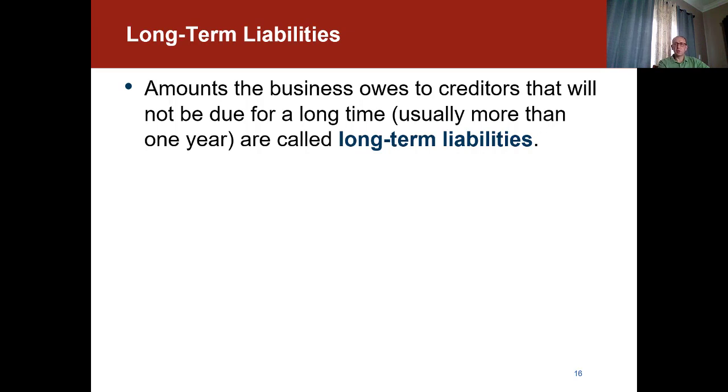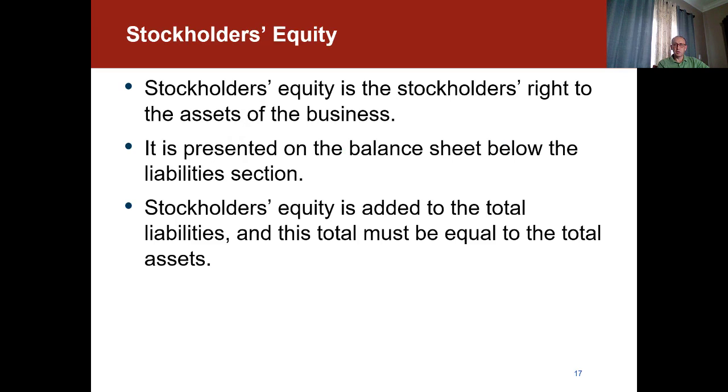And then finally, we have the stockholders' equity. Stockholders' equity is the stockholders' right to the assets of the business. It's presented on the balance sheet below the liabilities section. Stockholders' equity is added to the total liabilities, and this total must equal the total assets. This is a simple application of the accounting equation. Remember, we have assets equal liabilities plus equity. So the value of stockholders' equity, when we add it to total liabilities, should match the total assets. So let me stop here, and then we'll continue in the next video.